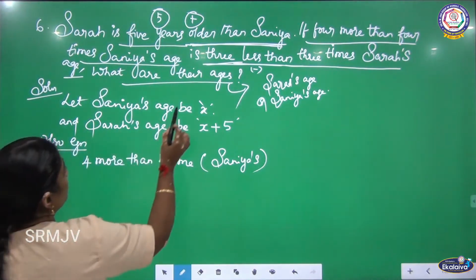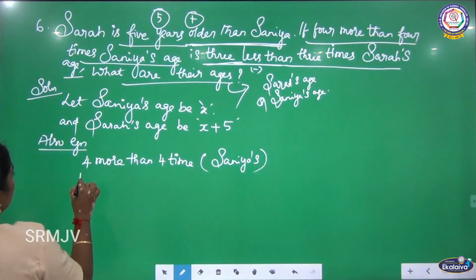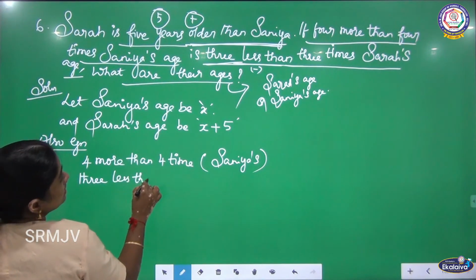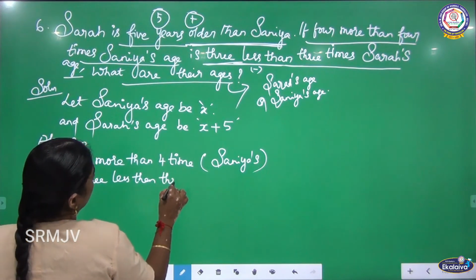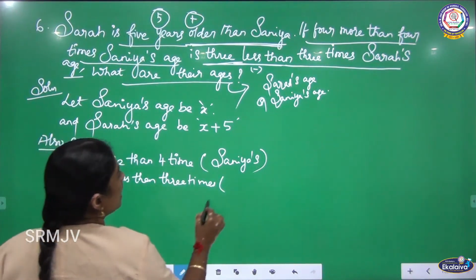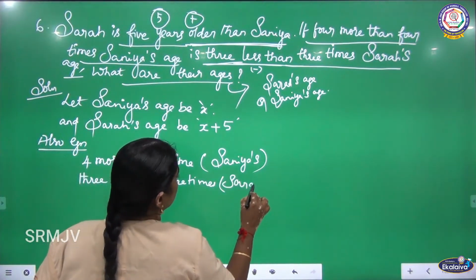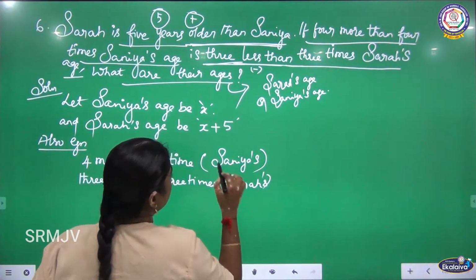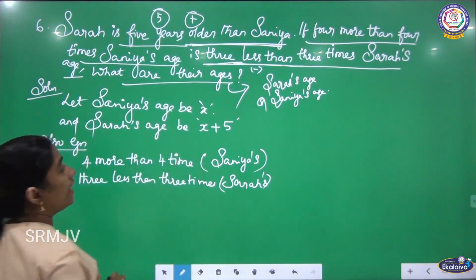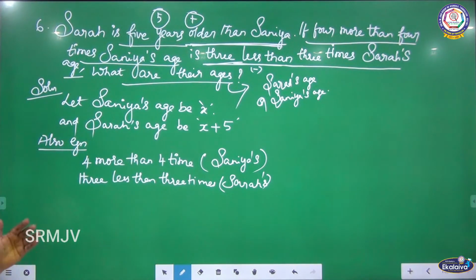And one more statement they have given: 3 less than 3 times. Who is this? Sarah's. Just what is given in the question I am writing here, and I am going to find out their ages. See, both Sarah's and Sania's age I am going to find out.